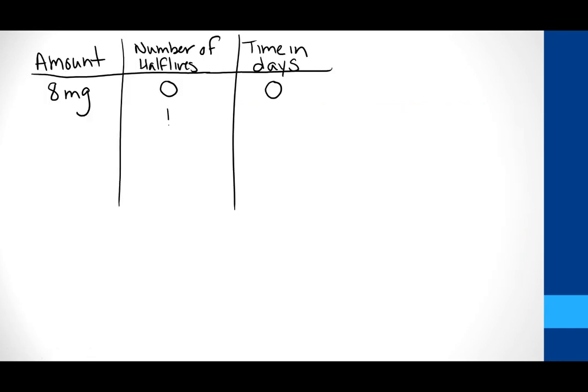So after 1 half-life, that would be 14.3 days. We would have this isotope break down to 4 milligrams. Okay. And then after 2 half-lives, that would be 28.6 days. This isotope would break down in half to 2 milligrams.